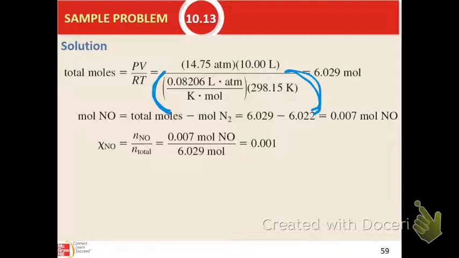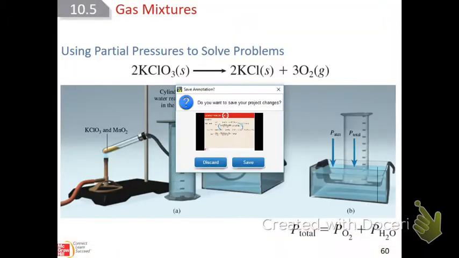Now, why do you care about mole fraction? What can you use mole fraction for? It compares the components in a gas mixture so that you can eventually get your partial pressures. That's what your goal is, to get partial pressures so that you can solve problems with it, as in this next one. Okay?